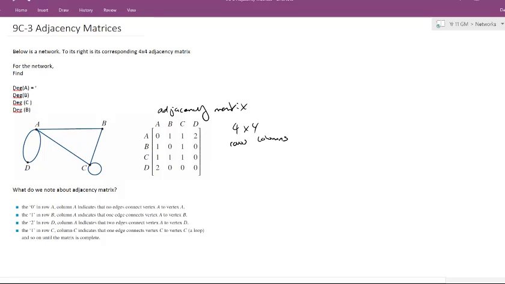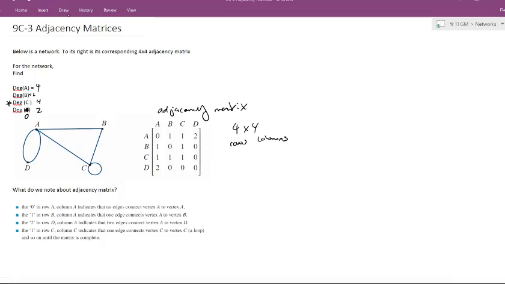For the network, find the degree of A. So the degree of A is the number of edges connecting to it, so 1, 2, 3, 4. Okay, the degree of B is 1, 2. The degree of C is 1, 2, and we count loops as 2, so this is 4 for degree. Okay, the reason I'm doing this is because we'll see it's different for the adjacency matrix. Which one haven't I done? I've got A, B, C, I need to do D there. So D has degree 2.